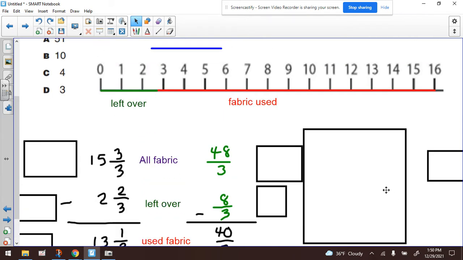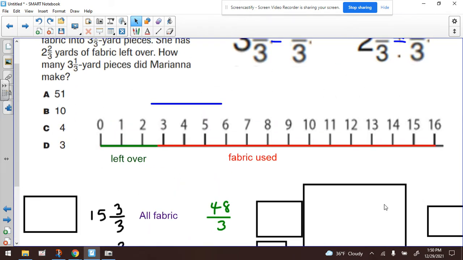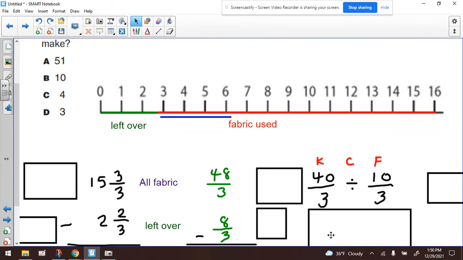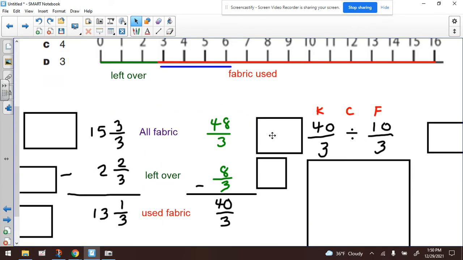So that's the amount that we're breaking up into equal groups, because part of this says how many 3 and 1/3 yard pieces did Mariana make? This blue line here represents 3 and 1/3. We need to know how many of these we can get on this red line. Now this is just a model, but we're really taking this red amount and we're breaking it up into equal groups of this blue amount. So that means that we're taking 40/3 and we're breaking it up into equal groups of 10/3.